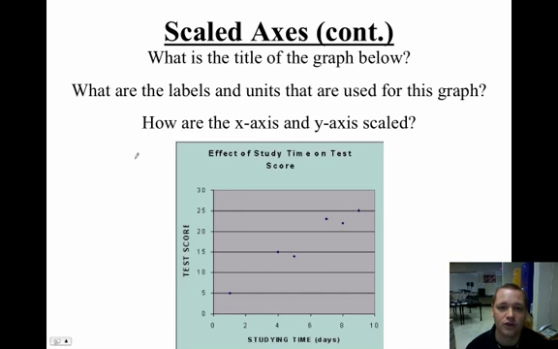So what I'd like for you to do is I'd like you to answer the 3 questions located right here regarding the graph that you see below. And you also have that in your notes. Go ahead and hit pause. When you're ready to check your answers, go ahead, unpause.